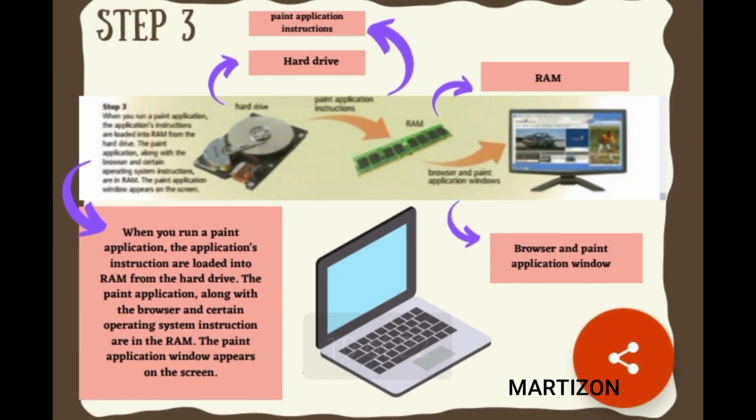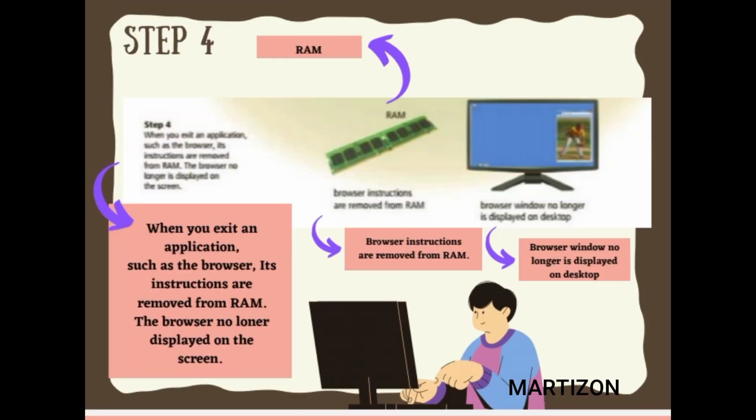Next is step 3. When you run a Paint application, the application's instructions are loaded into RAM from the hard drive. The Paint application along with the browser and certain operating system instructions are in the RAM. The Paint application window appears on the screen. As you can see in the picture, we have Paint application instructions, the hard drive, the RAM, and the browser and Paint application windows. Lastly, step 4.